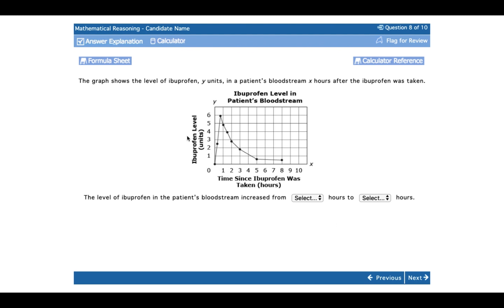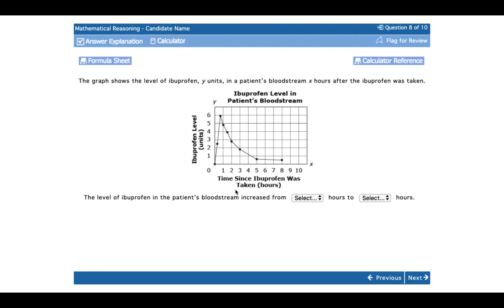All right. Ooh, this looks pretty easy. The graph shows the level of ibuprofen Y units in a patient's bloodstream X hours after the ibuprofen was taken. The level of ibuprofen in the patient's bloodstream increased from something hours to something hours. When my brain reads this, it reads increased from some amount to some other amount. But that's not what it's saying here. It's saying it increased from some hours to some other hours.